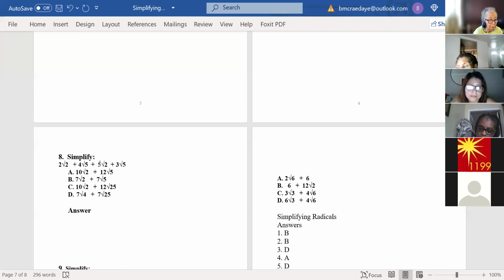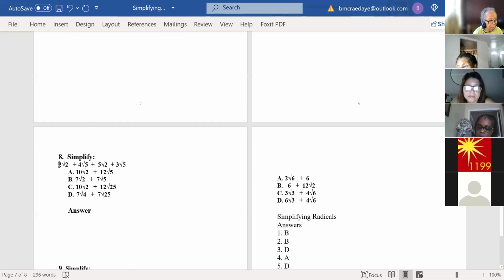Now look at your square root of 5's. That's a 4 coefficient plus the 3 here. What's 4 plus 3? 7. So what is your answer? D. Would it be D? No, there's no square root of 4. You have a square root of 2.